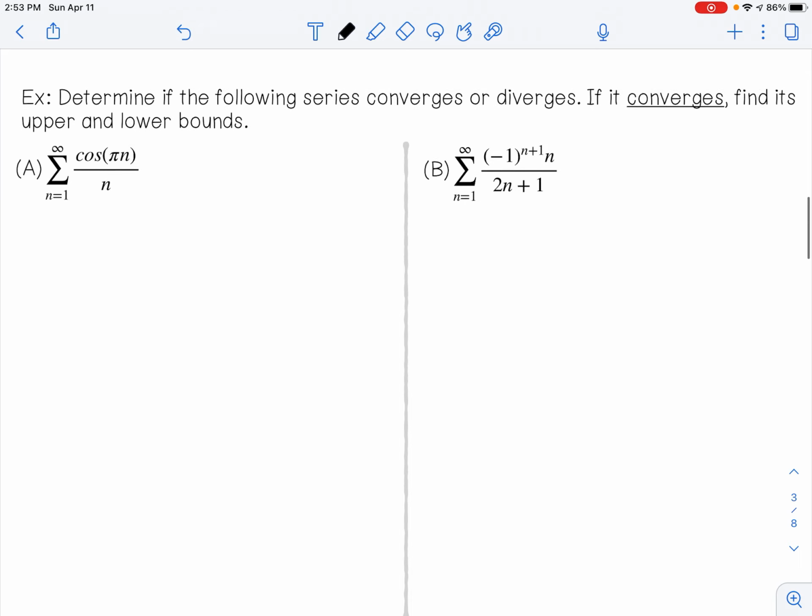So let's do a couple of quick examples to show how to use this. We're going to determine if these converge or diverge. And that was leftover directions from another lesson that I just copied and pasted.